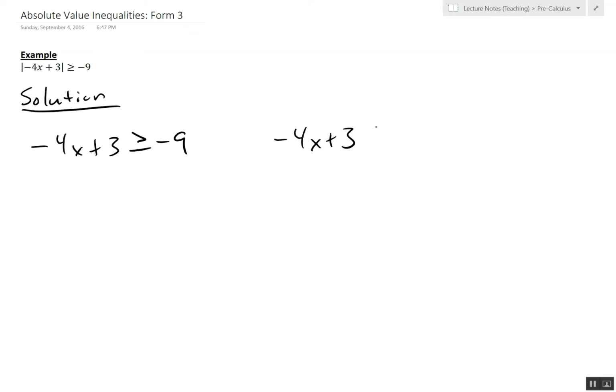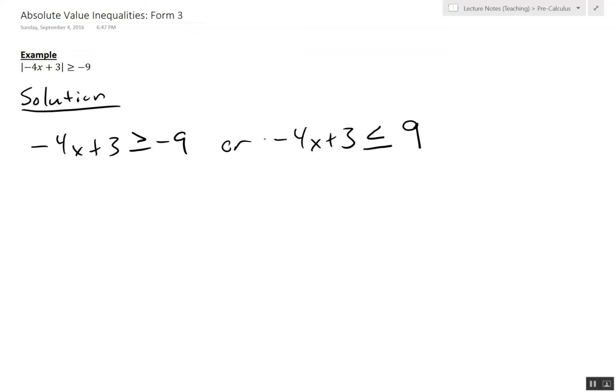So again, our solution is going to start off by writing the equation verbatim. And then we're also going to have to write the negative 4x plus 3 verbatim again, but we're going to change the sign of the inequality and change the sign of the number. So that we are looking at negative 4x plus 3 greater than or equal to negative 9, or negative 4x plus 3 is less than or equal to 9, and we have to solve both of these inequalities.